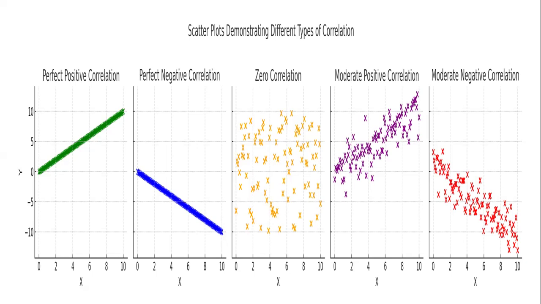On the left hand side, we have perfect positive and negative correlation, and on the right hand side we have moderate positive and negative correlation, and in between that is zero correlation, meaning there is no correlation or no association between the two variables.